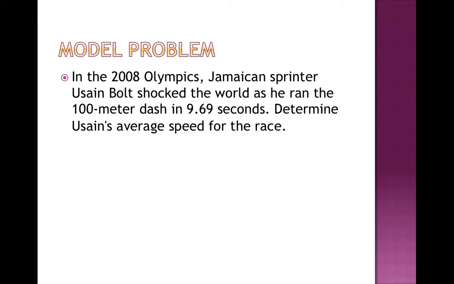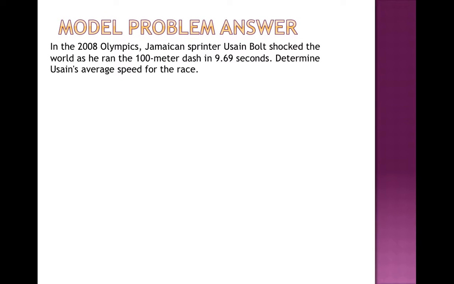Okay, let's try this model problem. In the 2008 Olympics, Jamaican sprinter Usain Bolt shocked the world as he ran the 100-meter dash in 9.69 seconds. Determine his average speed for the race. If you feel good about problem solving, pause the video here and try this problem yourself. If you are really flummoxed, let's talk about the answer, and I'll walk you through this one.